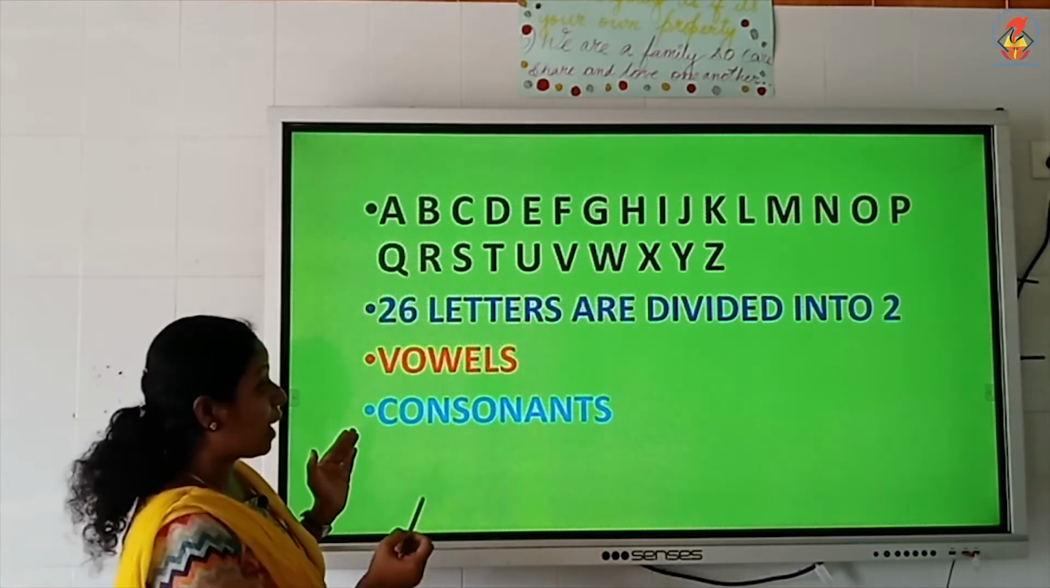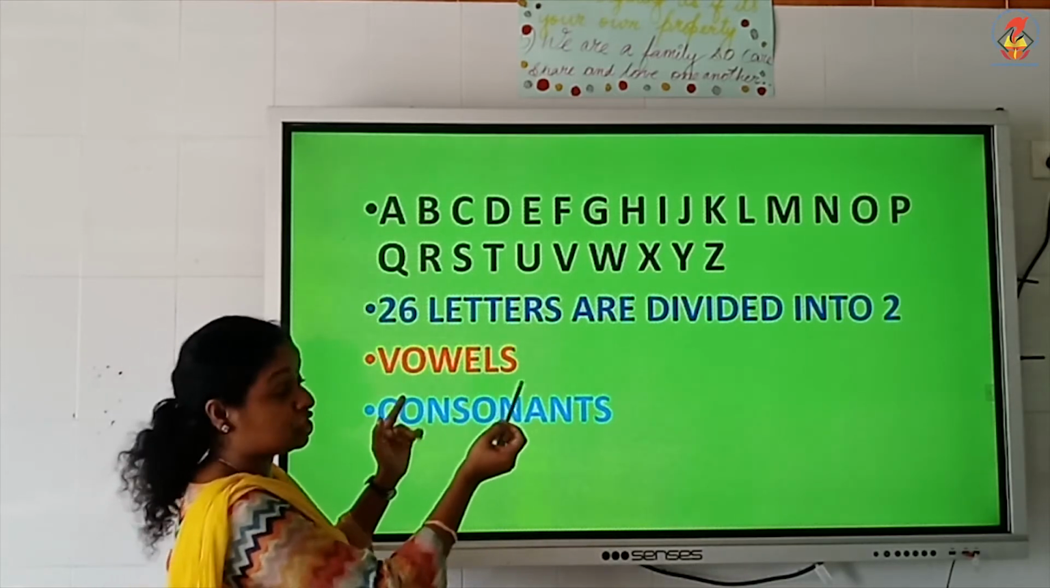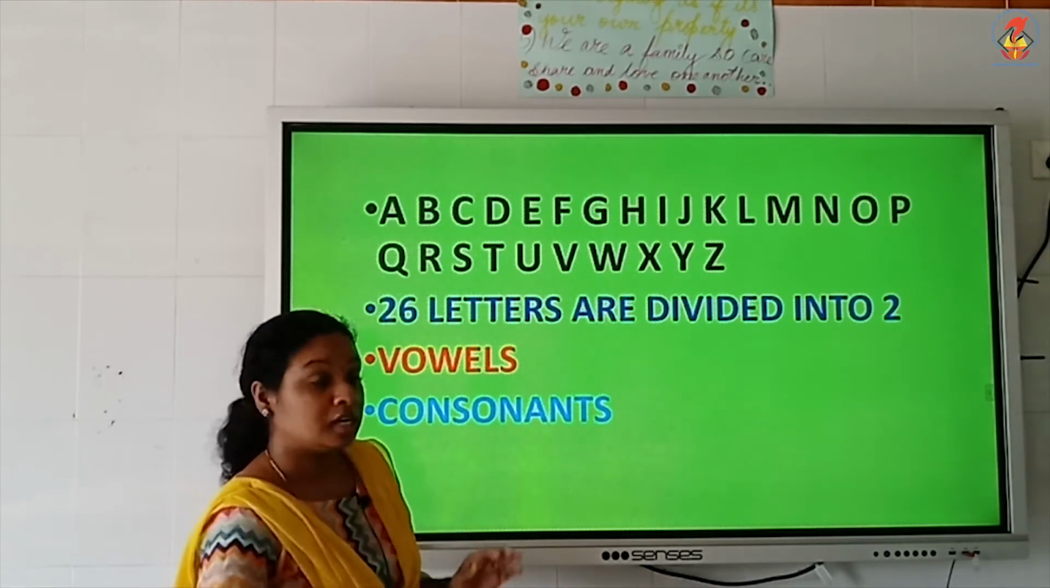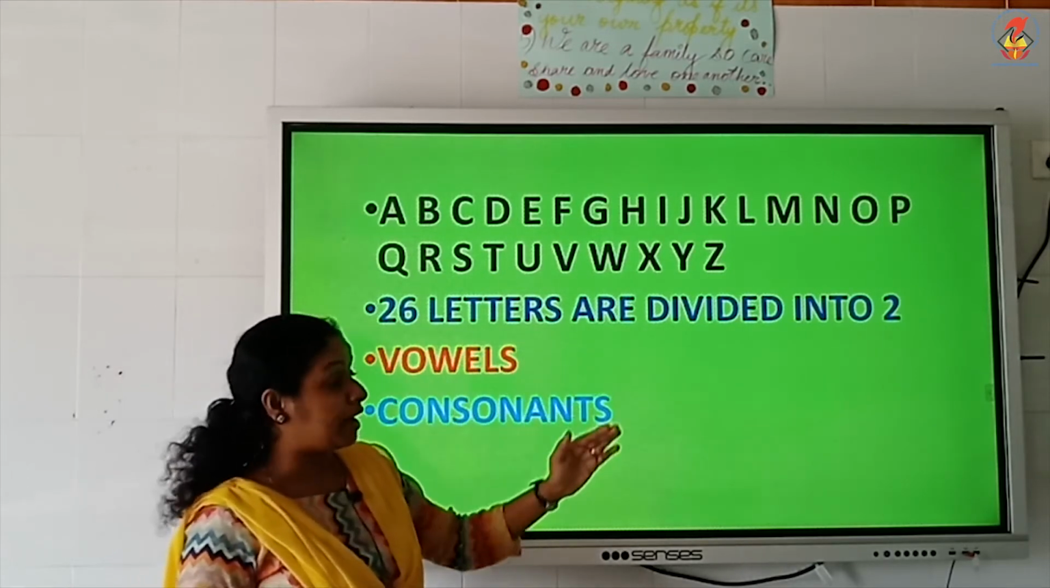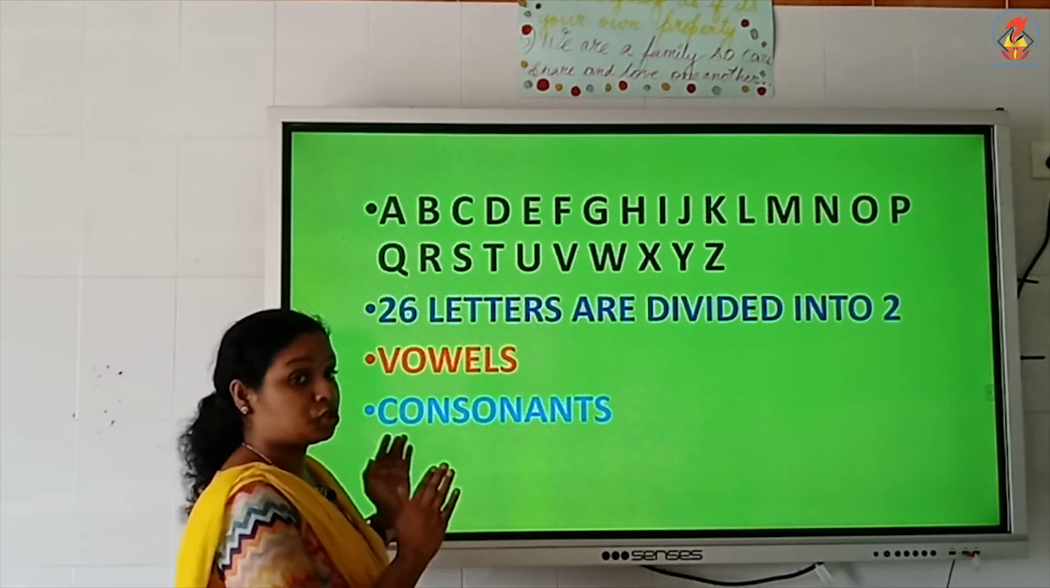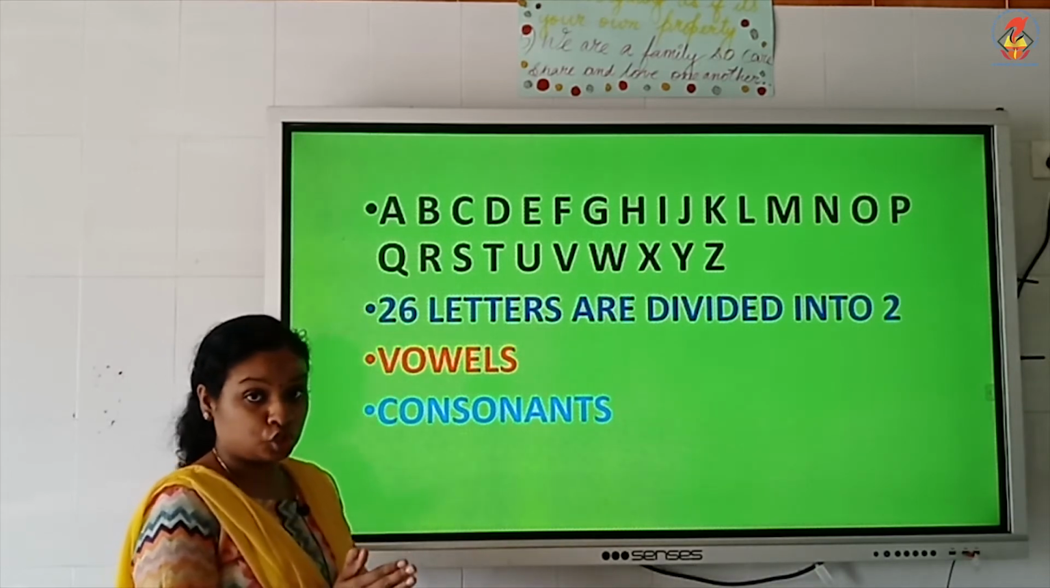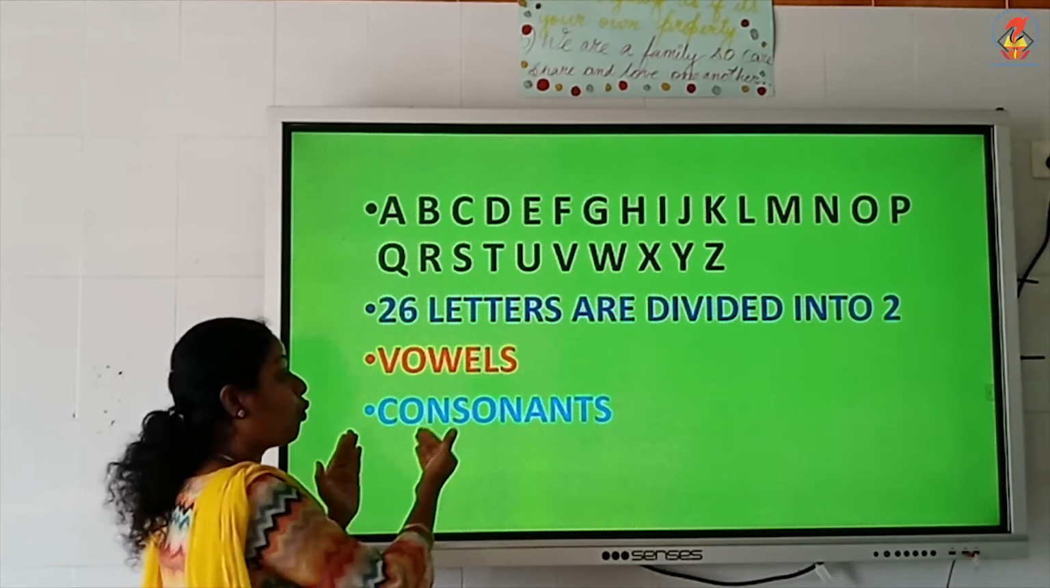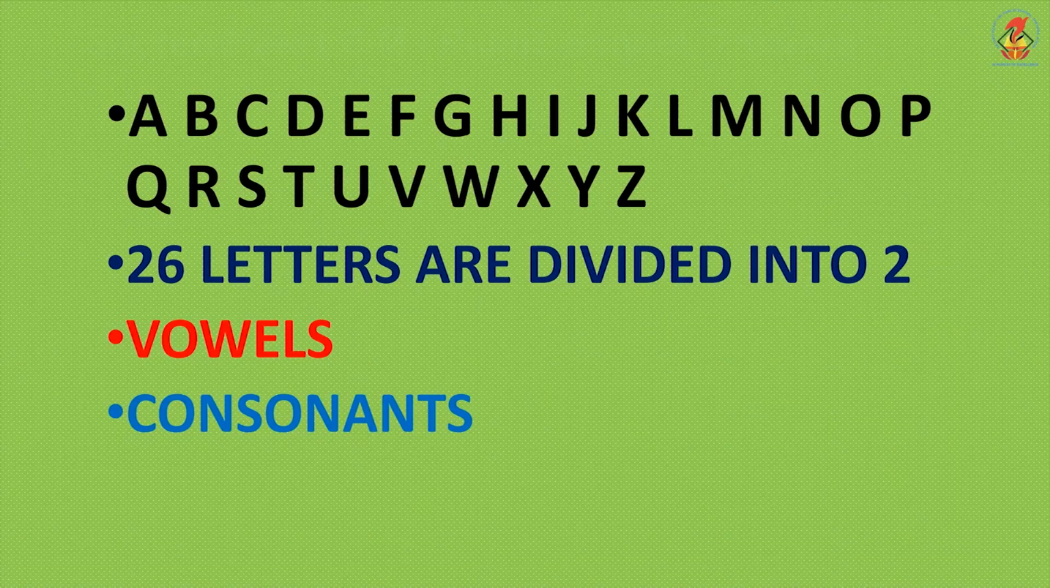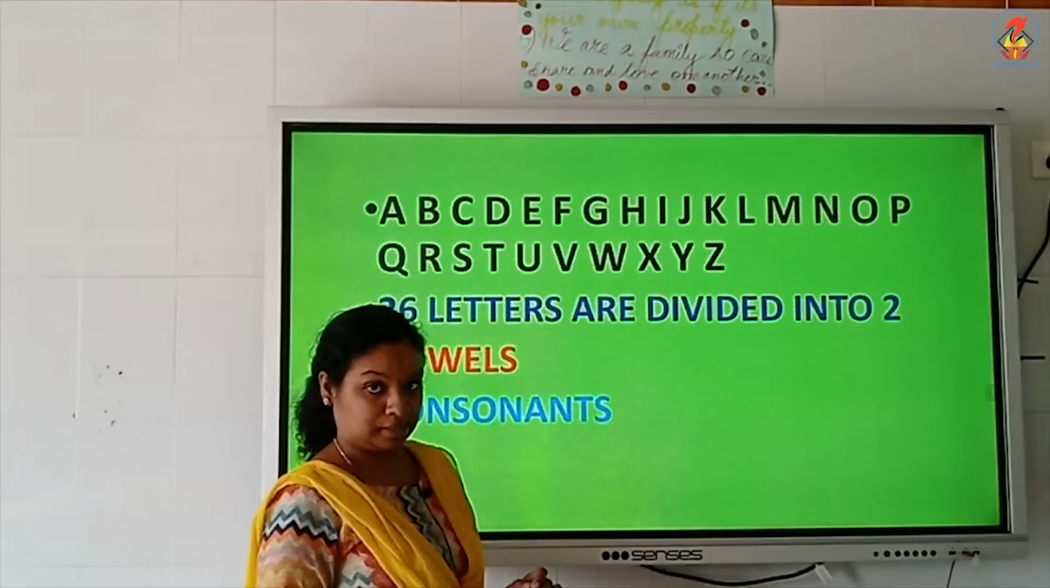Okay, we can divide these 26 letters into 2. You got it? These 26 letters we can divide into 2. Those are vowels and consonants. Okay, first we can learn about vowels.